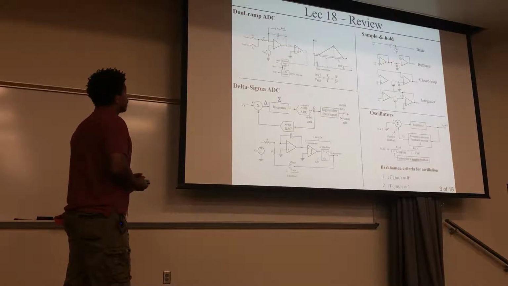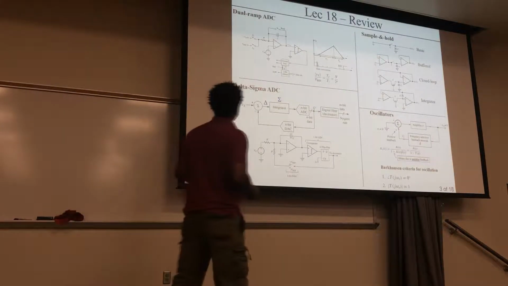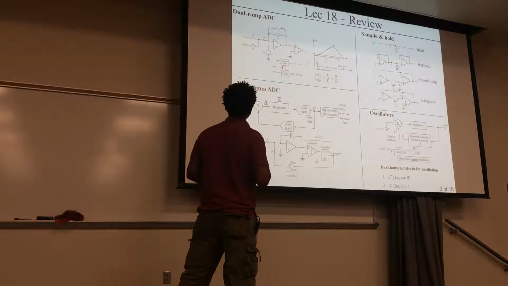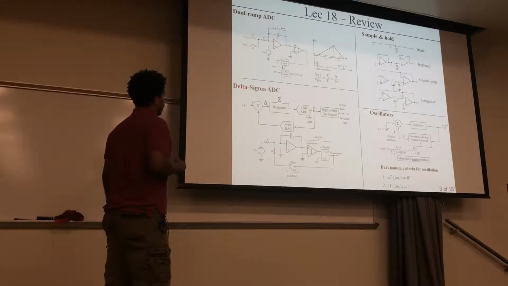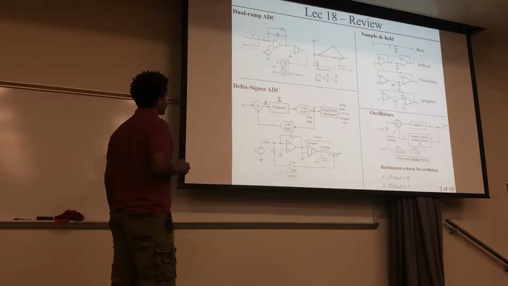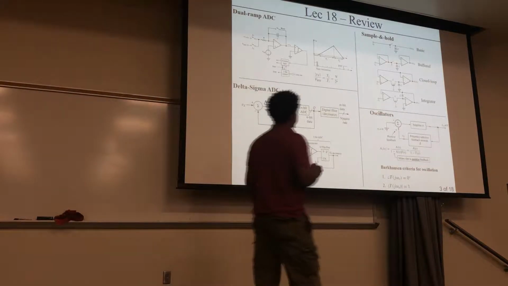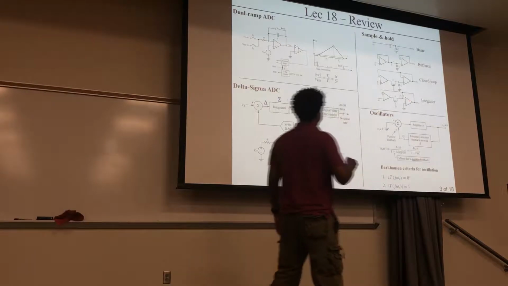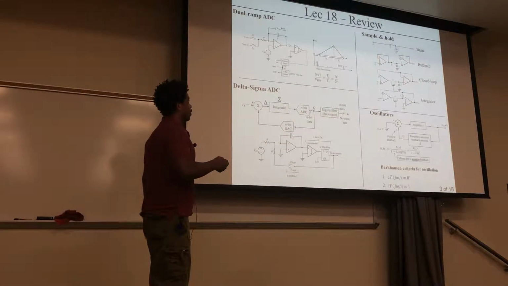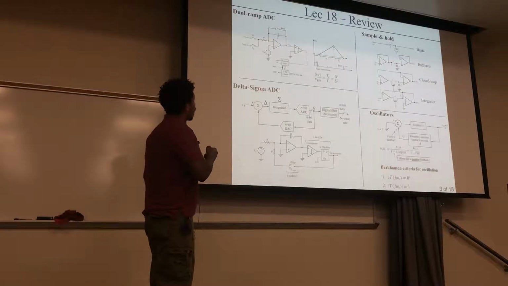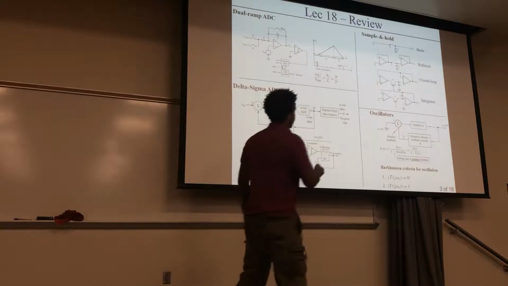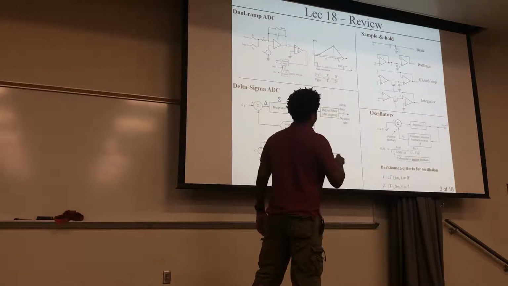In lecture 18, we did other types of analog to digital converters: the dual ramp and the delta sigma. We also looked at sample and hold. Typically the sample and hold is used on the front end, so while these converters are doing their thing, the input doesn't change. You want to sample it and hold that voltage for a while. We looked at the various types: the basic sample and hold, the buffer type, the closed loop type, and the integrator type.